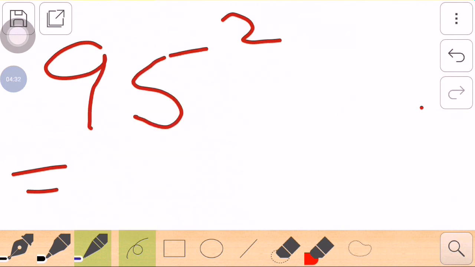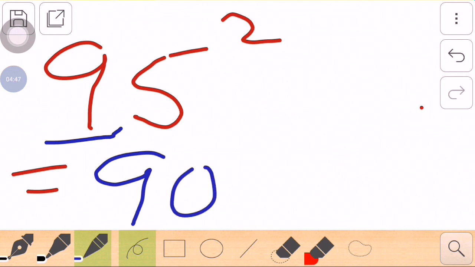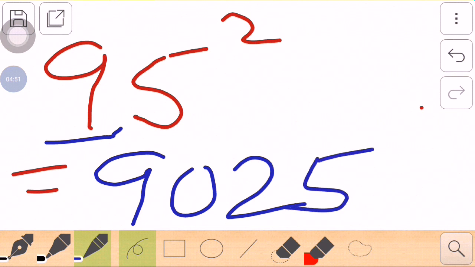Now the first part of the answer is always based on the first number. This number is 9. We're going to multiply this 9 by the next natural number. In this case, the next natural number after 9 is 10. 9 times 10 gives us 90. So that's the first part of the answer. And since the number we're squaring ends with 5, the last part of the answer is 25. So that's the trick for squaring numbers that end with 5.